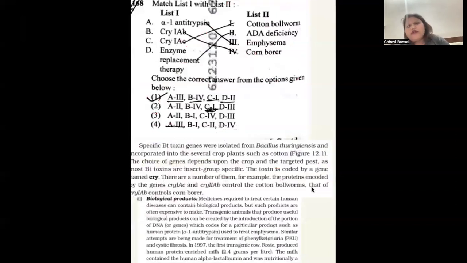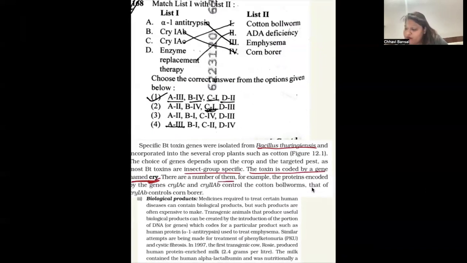This question is taken from the applications of biotechnology, and all the answers come from the NCERT. Now, you might have heard about the cry gene. The cry gene is generally related to Bacillus thuringiensis, used in cotton, right? The Bt toxin is an insect-specific group, and these toxins are coded by the cry gene.